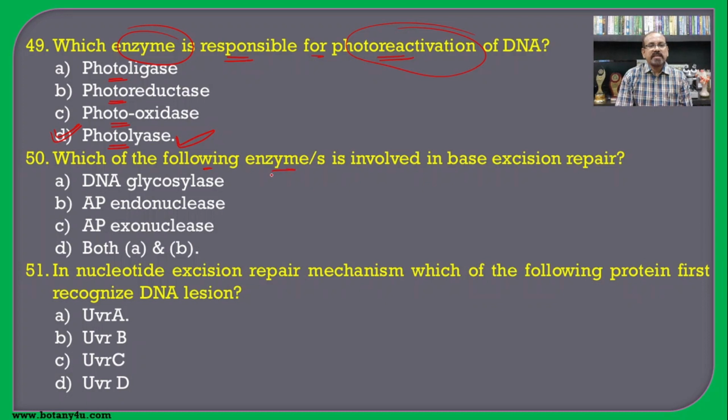Which of the following enzyme or enzymes is involved in base excision repair? So if you see the DNA glycosylase, AP, that is apurinic or apyrimidinic endonuclease, exonuclease, and both A and B. So the DNA glycosylase and the AP endonuclease both are involved in the process of base excision repair, and hence both A and B is the correct answer for this question.